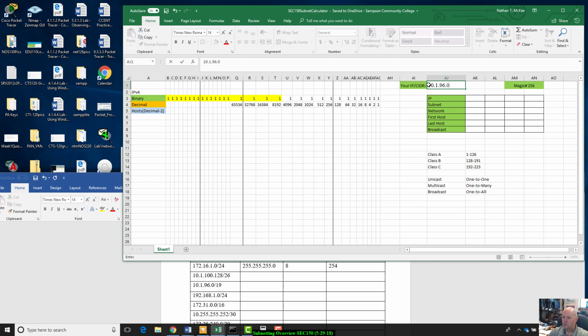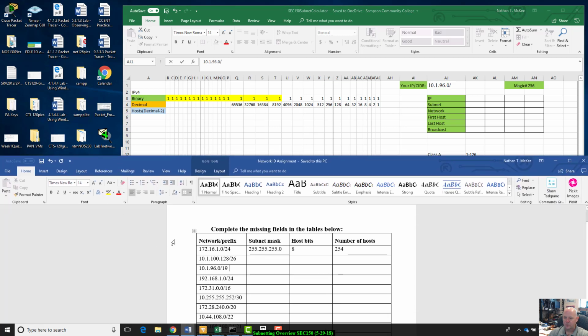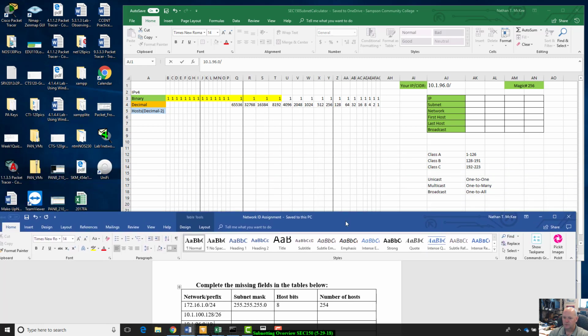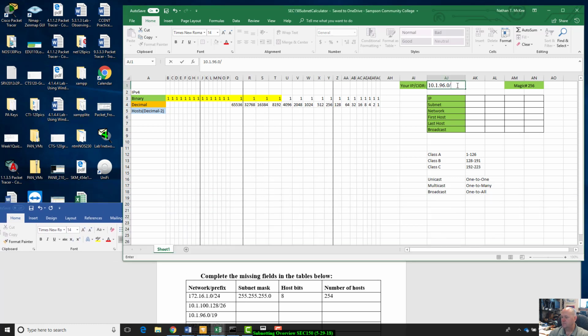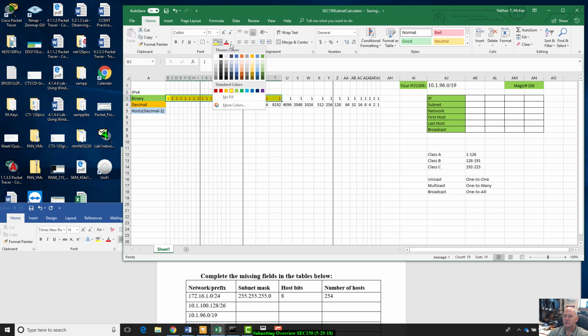10.1.96.0 is definitely the network address. That's not an IP address for a computer. And then /19. So first octet's 8, second octet's 16, then 17, 18, 19. CIDR notation of 19.